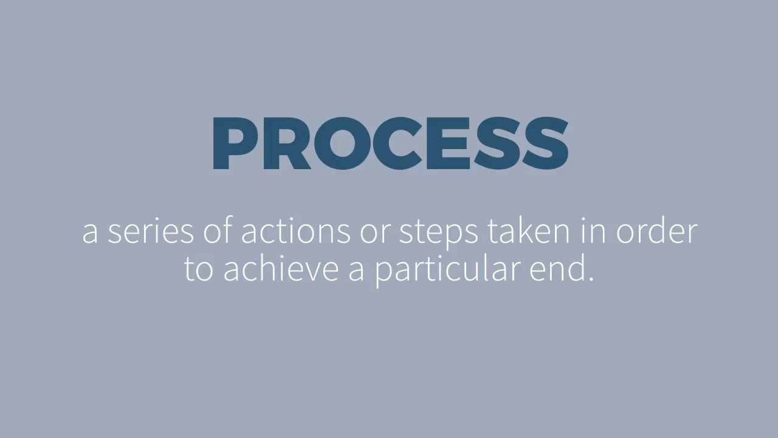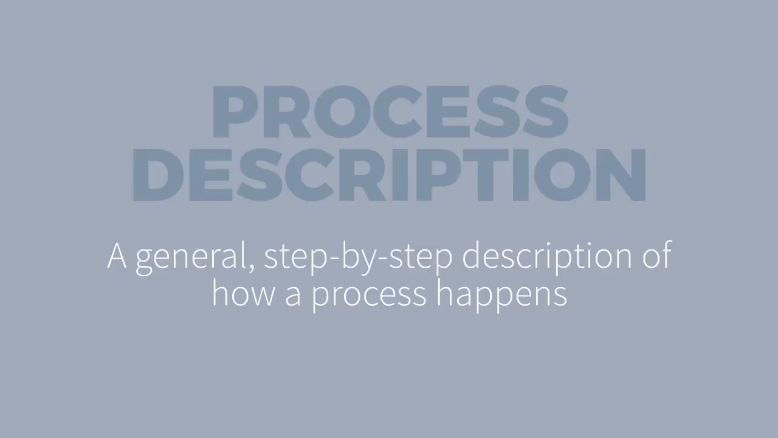So first, let's talk about what we mean by process. A process is a series of actions or steps that are taken in order to achieve a particular end. And that could be making a cup of coffee, changing the tire on a car, applying for college. Any series of actions or steps that are aimed at achieving a particular goal, we can call that a process. Now, a process description is a general step-by-step description of how a process happens.